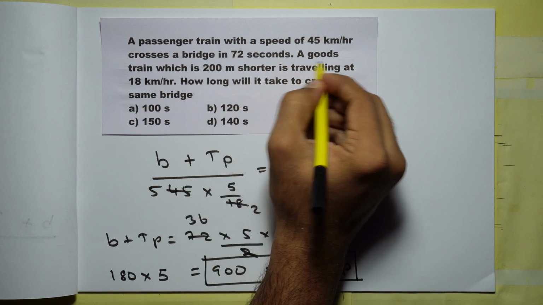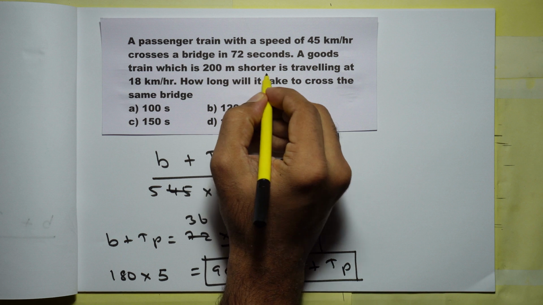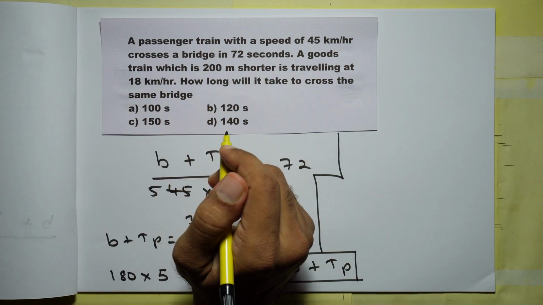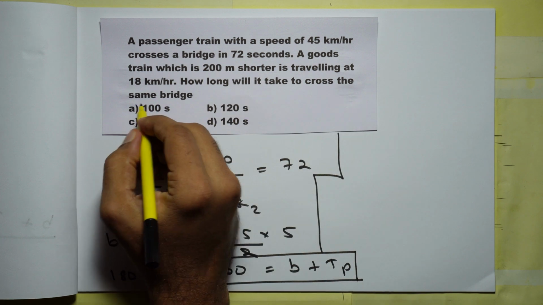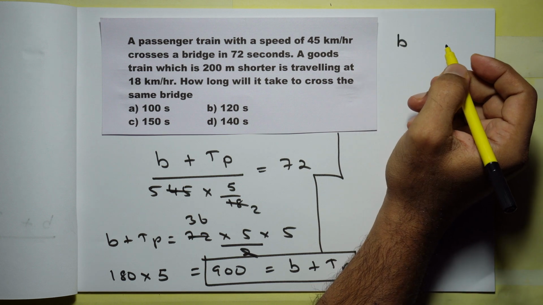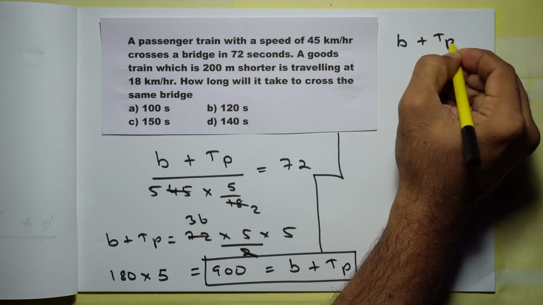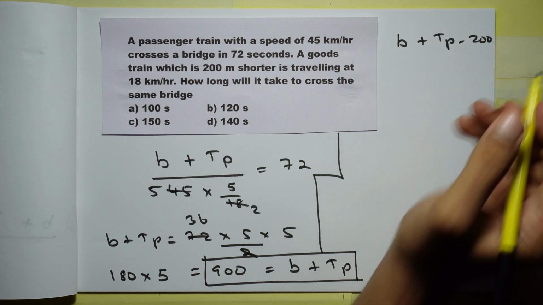Now let us look at the other information given. A goods train which is 200 meters shorter is traveling at 18 kilometers per hour. How long will it take to cross the same bridge? Now to cross the bridge, first the length of the bridge has to be moved. Then the length of the train. And the length of the train is TP minus 200. So this is the distance to be moved.